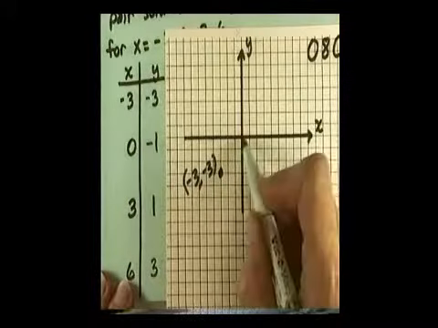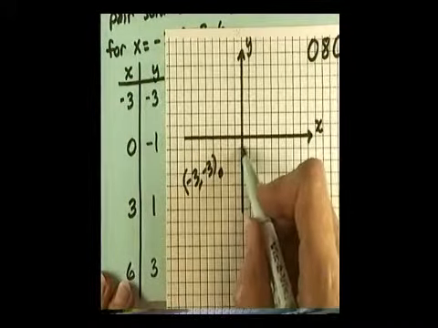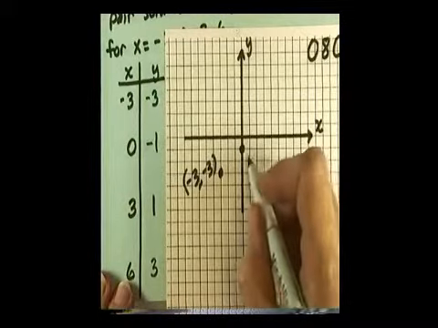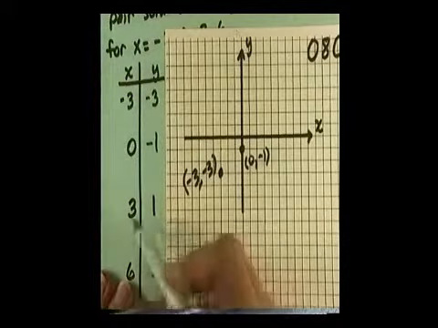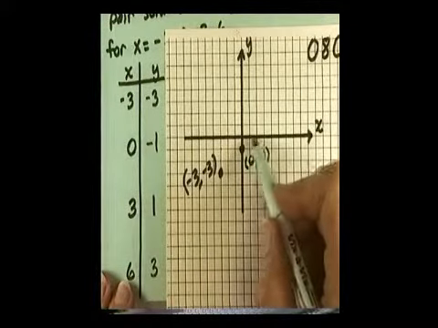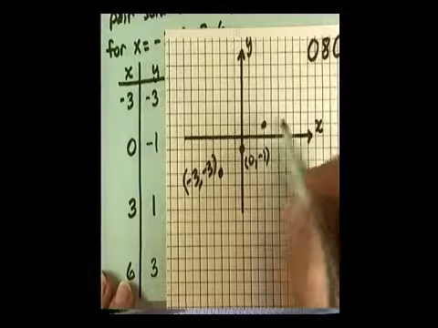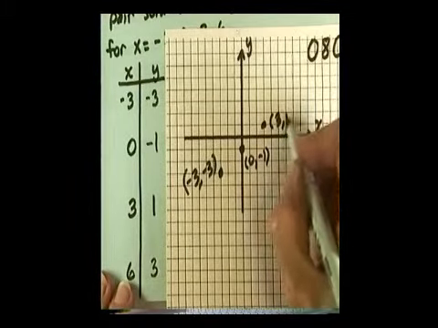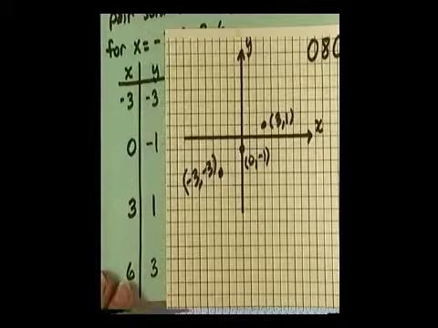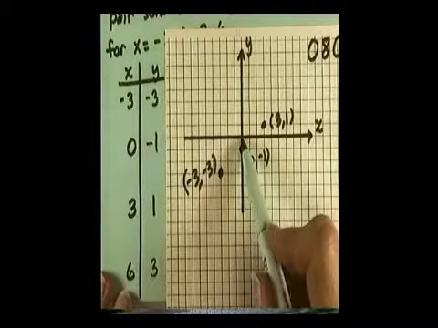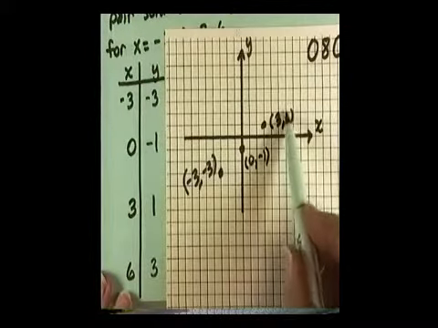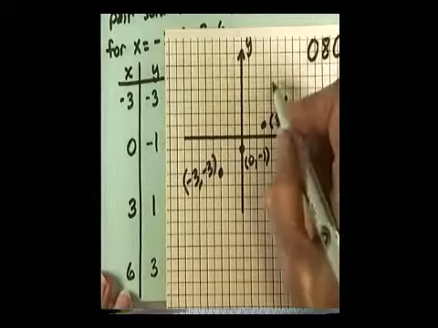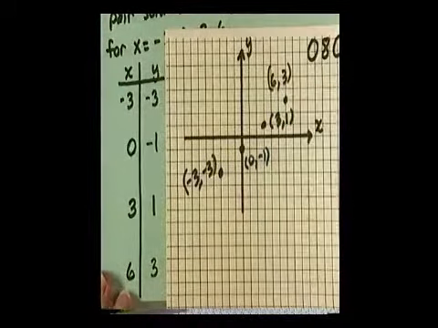Next we have (0, -1). 0 horizontally, 1 down. That gives us the point (0, -1). Next we have (3, 1). 3 to the right, 1 up. So there's the point (3, 1). And last we have (6, 3). 6 to the right, 2, 3, 4, 5, 6 to the right. 3 up, 1, 2, 3. And so there's the point (6, 3). So there our 4 points are.